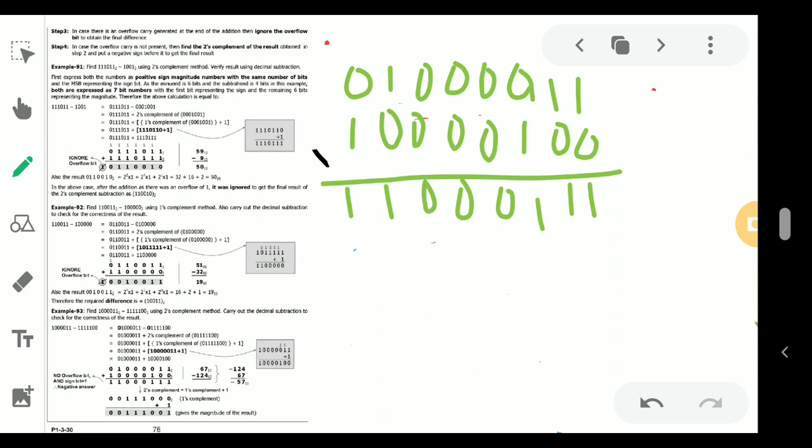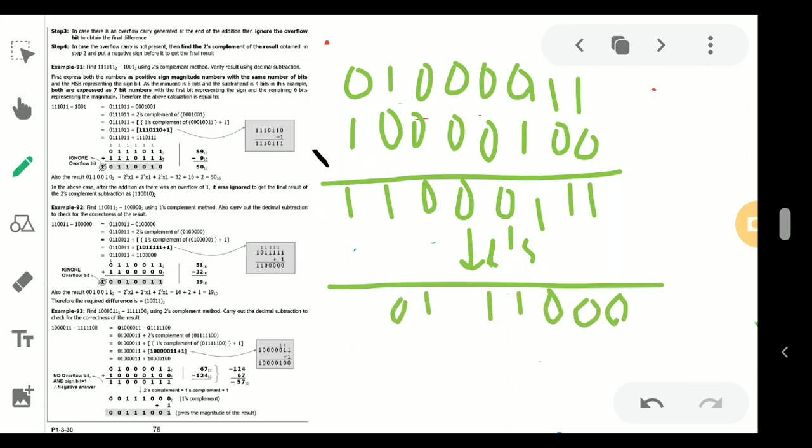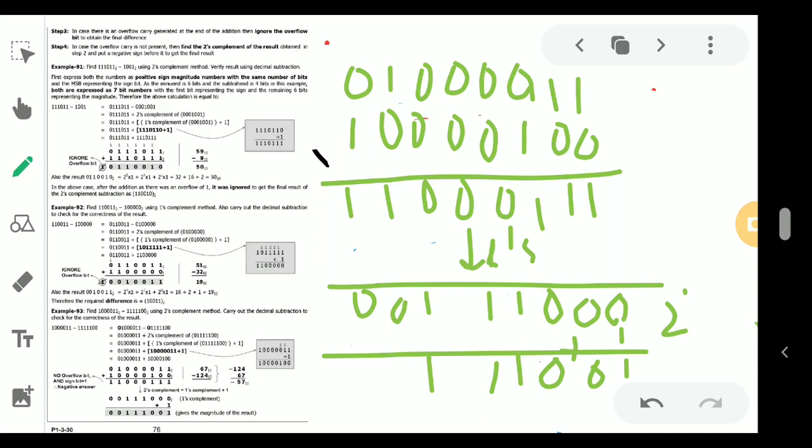So what do you have to do? We have to find out the 2's complement of the number. To get the 2's complement of the number, first you have to find out the 1's complement. So how to get the 1's complement? 0, 0, 0, 1, 1, 1, 0, 0. So this is the 1's complement of the particular number, and next we have to add plus 1. So it becomes 1, 0, 0, 1, 1, 1. So this has become the 2's complement of the result, and this is the final answer.